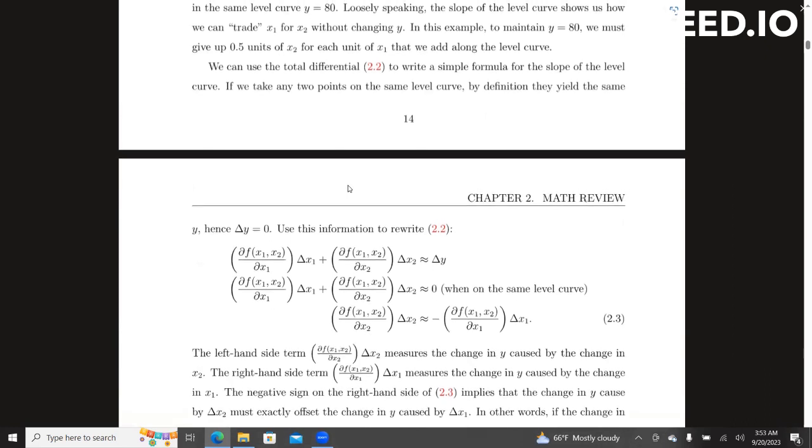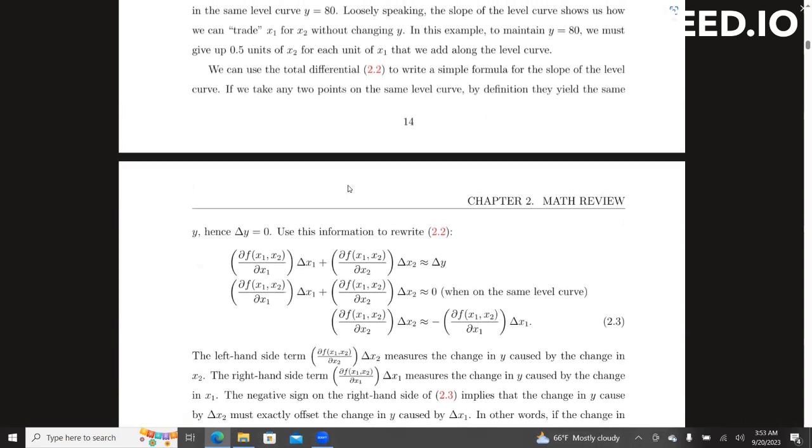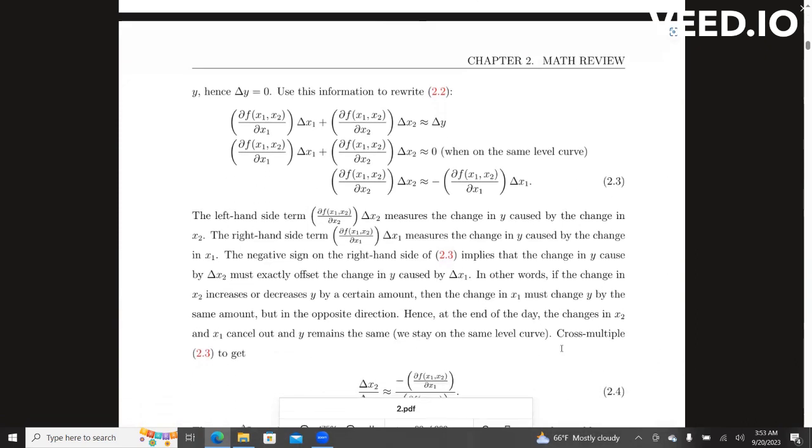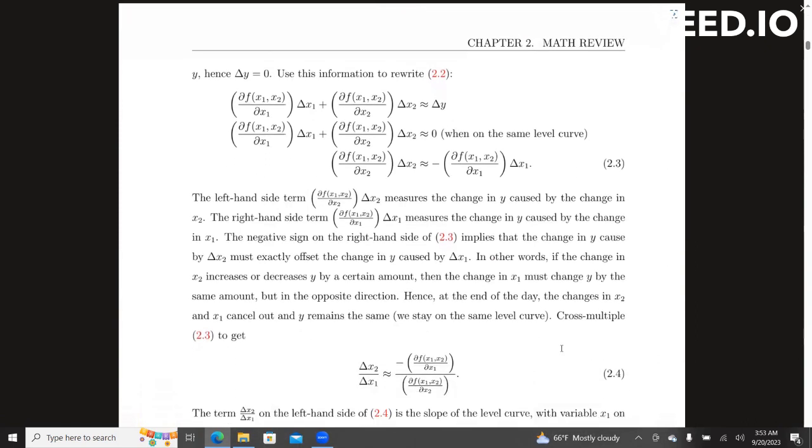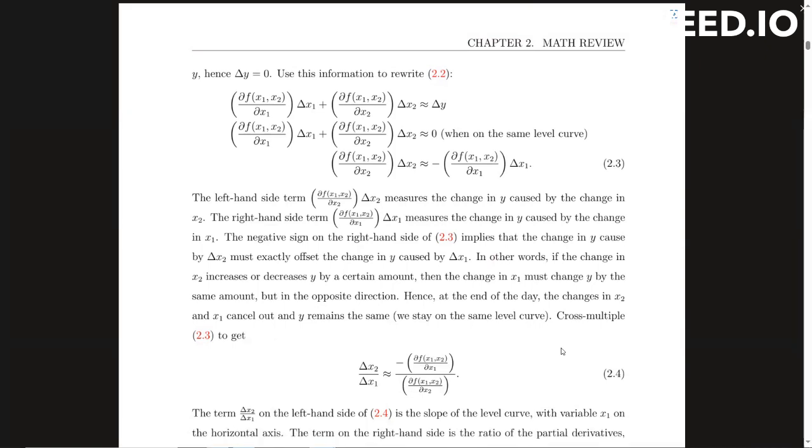So we can use the total differential 2.2 to write a simple formula for the slope of the level curve. If we take any 2 points on the same level curve, by definition, they yield the same y. Hence, delta y equals 0. We just want to put this in incredibly simple language, so I'll read their little paragraph here. I always repeat the same thing twice: I do my description, then we read it, and we just do the description again.